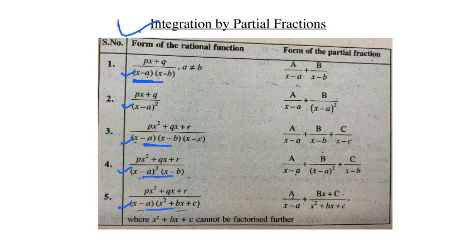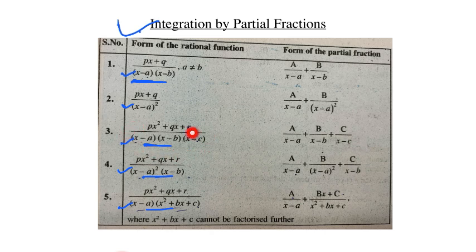Now in quadratic polynomial, children, it is possible that we have two distinct roots like in the first one, and when the roots are distinct and it is factorizable, we are going to resolve it into a upon x minus a plus b upon x minus b. When the roots are repeated, like in the second case, we are going to resolve a upon x minus a plus b upon x minus a whole square for quadratic polynomial.